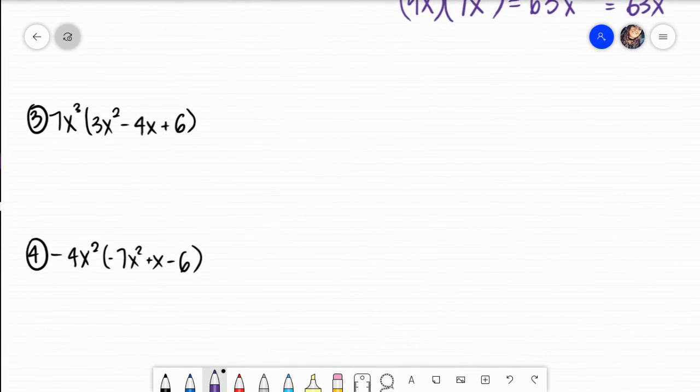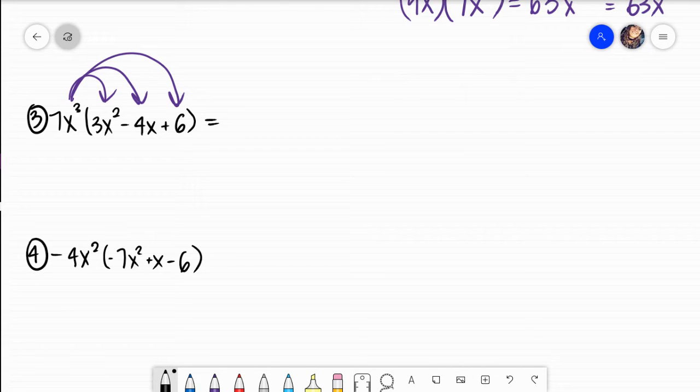Let's do this one. I've got a term next to a parenthesis. What we do is distribution, so let's distribute. Multiply your coefficients first. Look at your variables. If it's the exact same variable, you can use the product rule. If it's not the exact same variable, you just multiply them together.